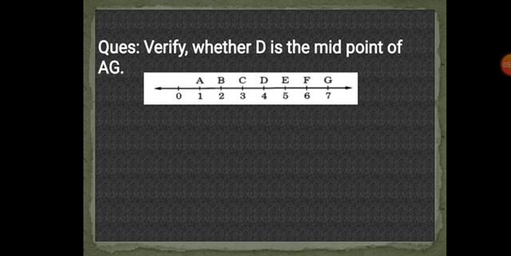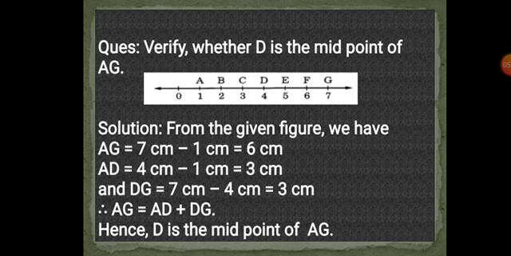Whenever we have to measure the distance between 2 points, we have to find the difference between the position of the final point and the position of the initial point. As we can see here, the length of line segment AG is the difference between the place of point G and A, that is 7 minus 1, that is 6 centimeter. So the length of AG is 6 centimeter.